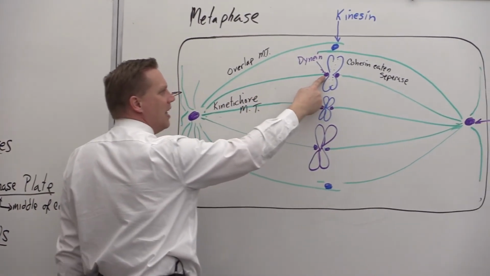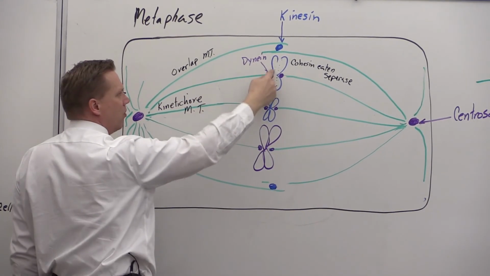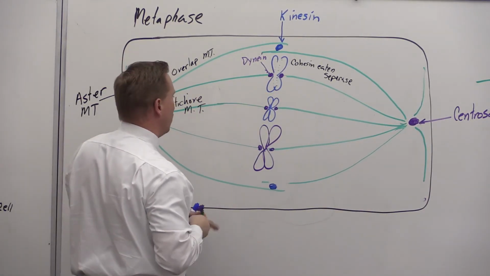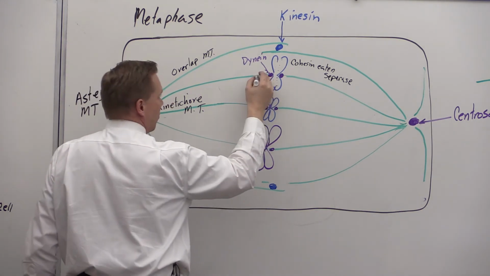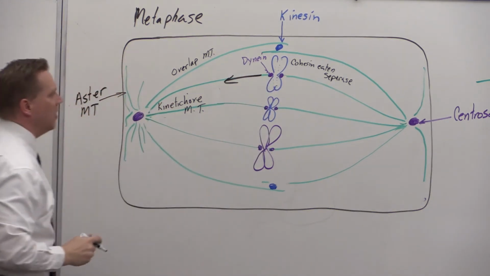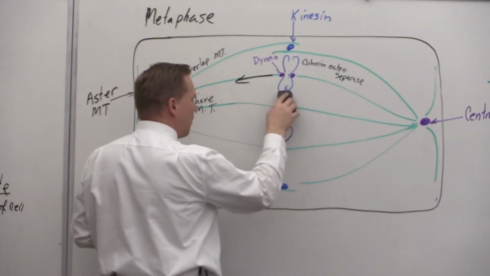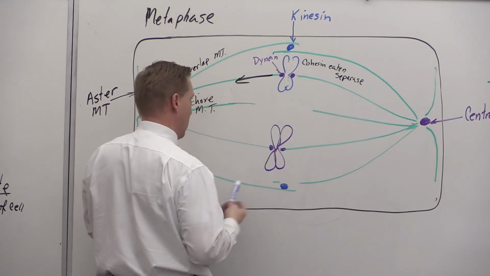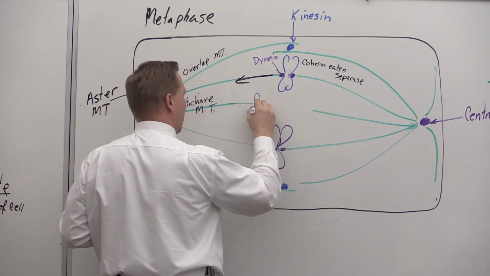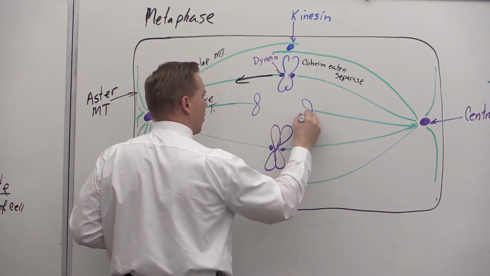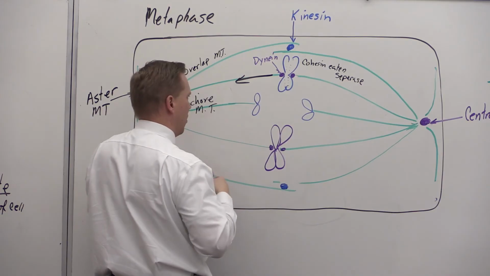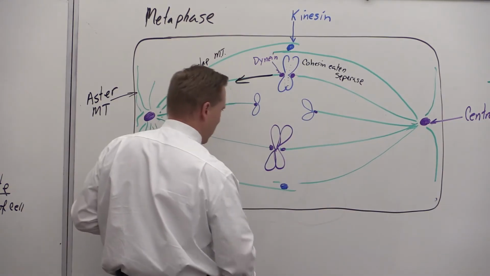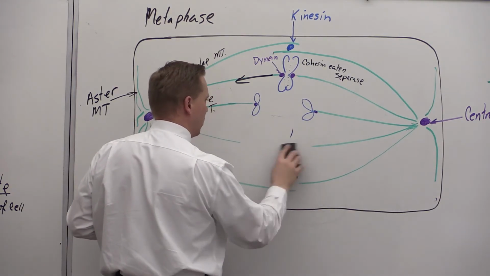So that means that this dynein starts pulling the chromosome, or the chromatid that it's attached to, in this direction. And so you get movement of the separation of the chromatids or chromosomes in that direction. So what happens is you no longer have this in anaphase. They've now been split, and so they start to separate to opposite poles.